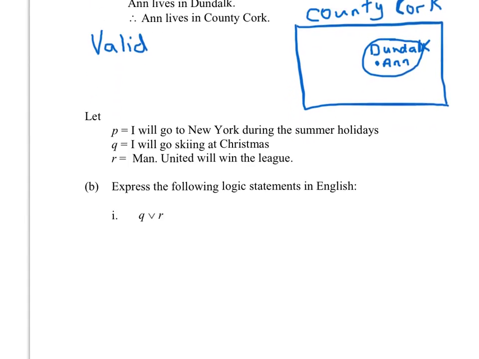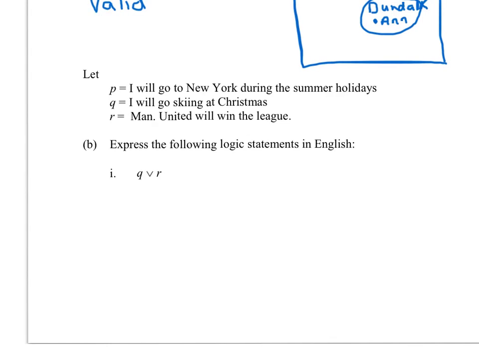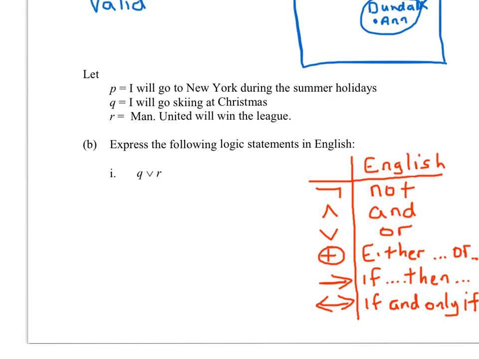Let's move on to part B of the question. Here I'm given three propositions, P, Q and R. And what I'm asked to do is express the following logic statements in English. Before I begin, let me recall for you the logic connectives and their associated English. So if we write out the solution, what we'll get is Q, I will go skiing at Christmas.